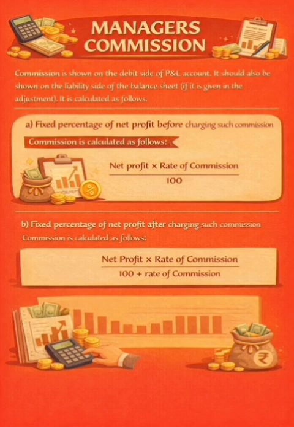A. Fixed percentage of net profit before charging such commission. In this case, commission is calculated as follows: net profit multiplied by rate of commission divided by 100. B. Fixed percentage of net profit after charging such commission. In this case, commission is calculated as follows: net profit multiplied by rate of commission divided by 100 plus rate of commission.